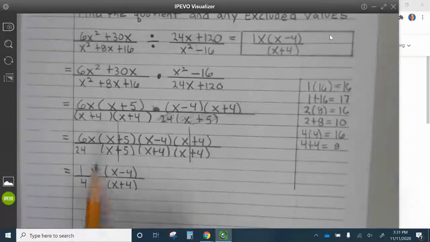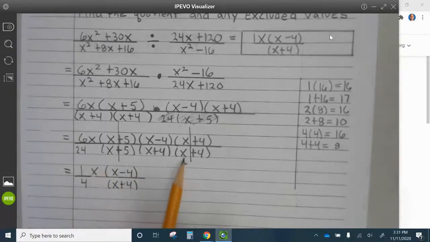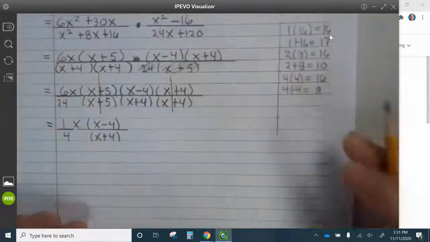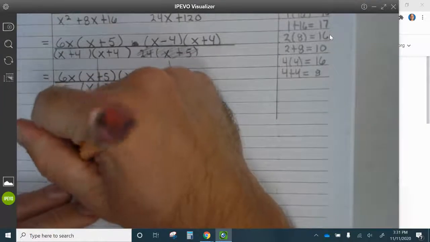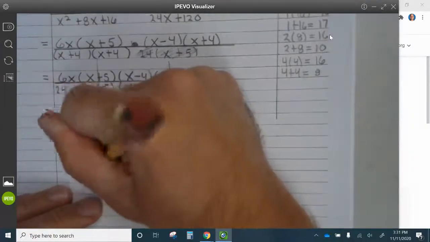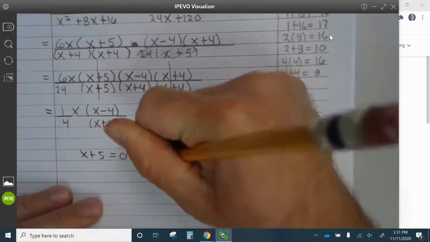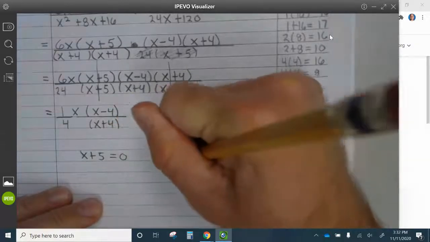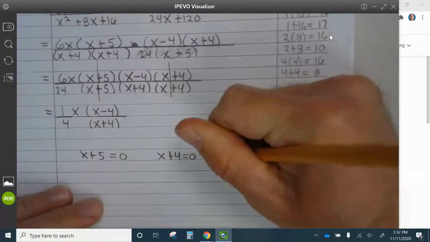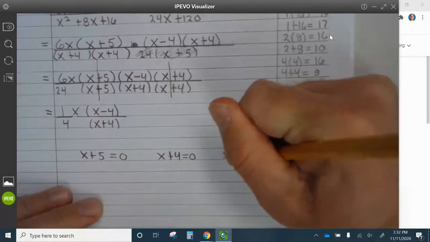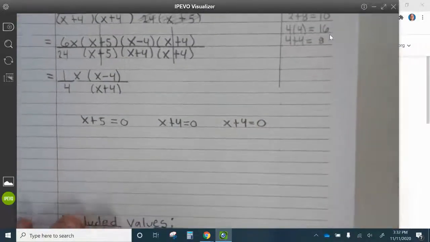Okay. So now we need to set each of these equal to 0. You can ignore, we've already seen that the constant is not going to equal 0. So we can set this, this, and this equal to 0. So x plus 5 equal to 0. X plus 4 equal to 0. And then x plus 4 equal to 0.